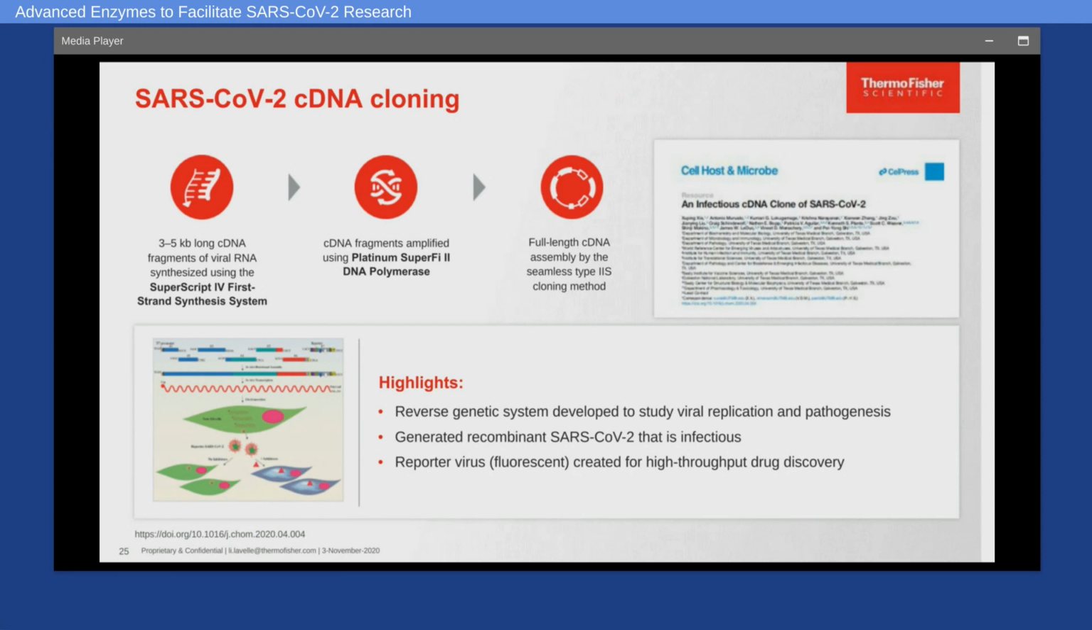The cDNA was synthesized using the SuperScript IV first-strand cDNA synthesis kit, and then amplified using SuperFi II polymerase. All cDNA fragments are individually cloned. The RNA transcribed from the full-length cDNAs was highly infectious, exhibiting similar plaque morphology, viral RNA profile, and replication kinetics. In addition, the system generates stable reporter genes and can be used to evaluate the antiviral activities of potential therapeutics. So it turned out to be a really valuable system for the drug screening process.